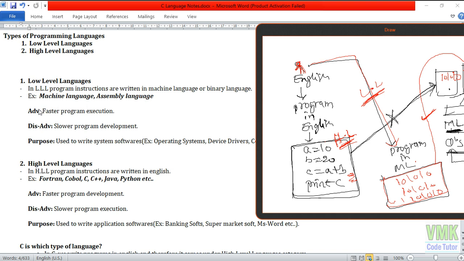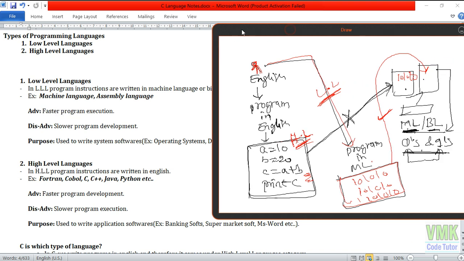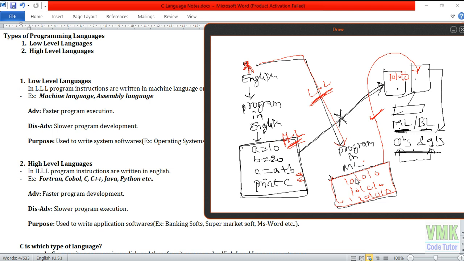So what are the advantages of low level languages? The advantage is faster program execution. This machine language program runs faster in the computer, because the computer understands machine language and we have written the program in machine language. Therefore machine language programs execute faster in the machine. That is why the advantage of low level language is that programs will run faster, that is faster program execution.